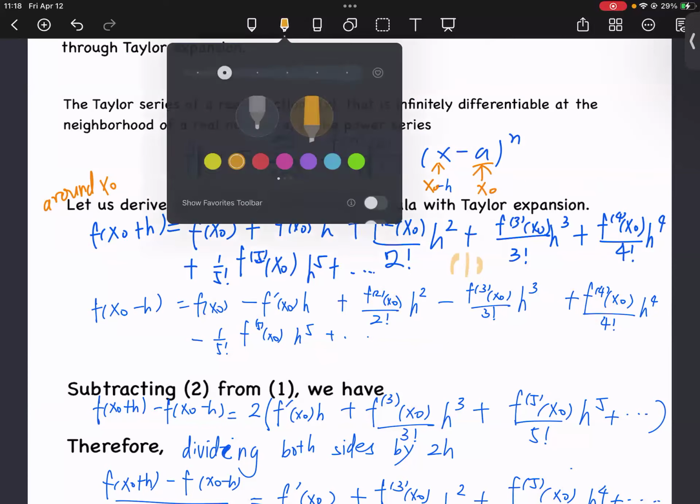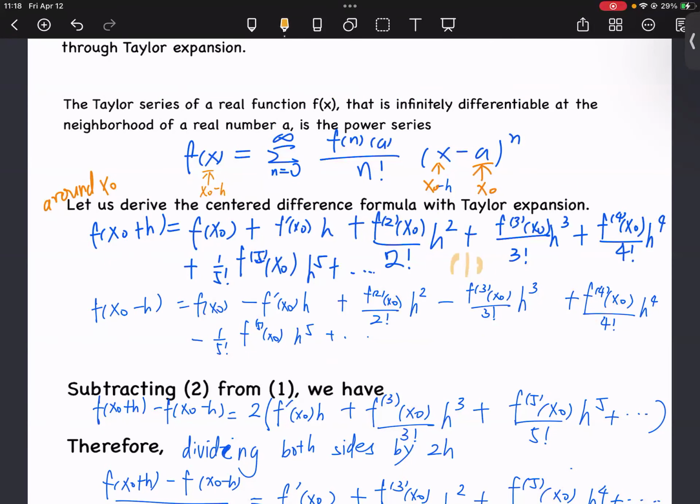We have equation 1 and equation 2, and if we do the summation, you will see the cancellation is now happening in another way. This will be canceled away with this one, and the other odd order terms will be canceled by the terms in the second equation.